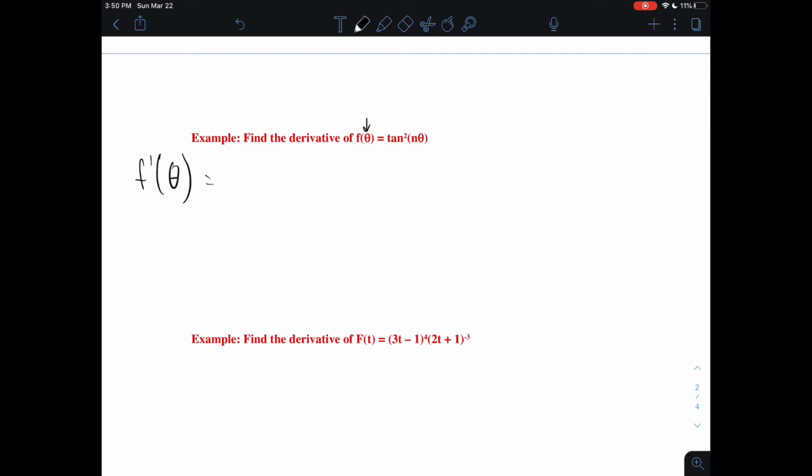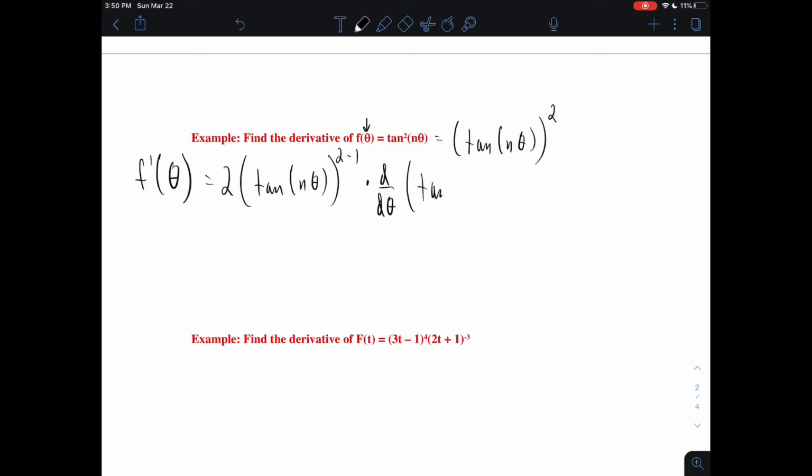again, it might help if we remind ourselves that the notation tan squared of n theta means tangent of n theta raised to the second power. So the first thing that we would have in our derivative would be the power rule. That 2 drops down as a coefficient. Our base, tangent of n theta, is then raised to the 2 minus 1 power. And then we need to take the derivative with respect to theta of tangent of n theta.